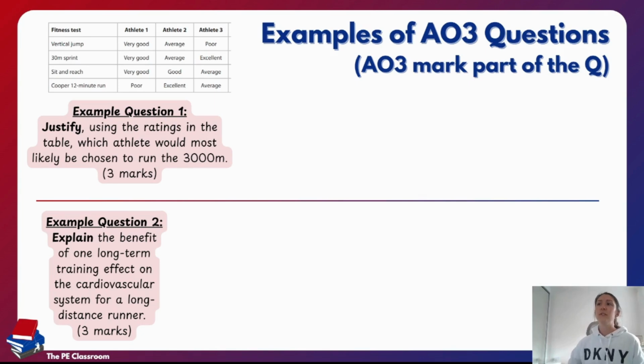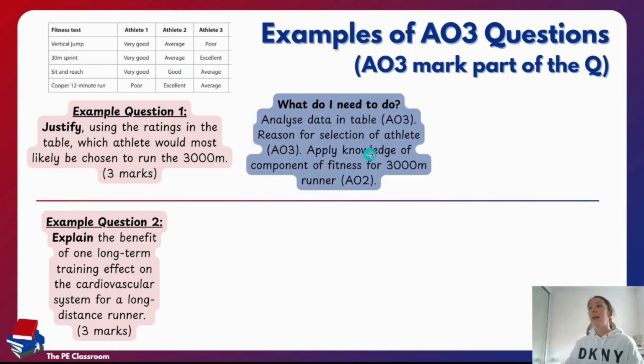So justify using the ratings in the table, which athlete would most likely be chosen to run a 3,000 metre race. So again, we've got to analyse some data here. So we know that it's kind of an AO3 question. So simply analysing the data would be one of the AO3 points. It's obviously worth 3 marks. You then need to give a reason for why you've selected this athlete. So it's another AO3 mark.